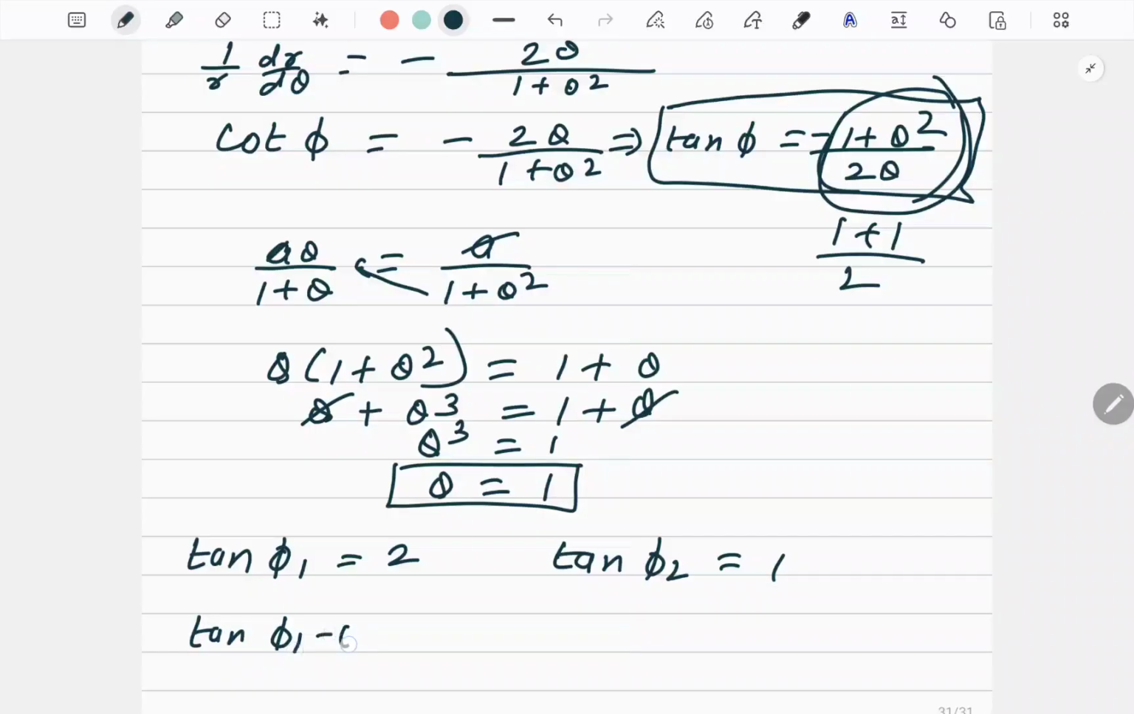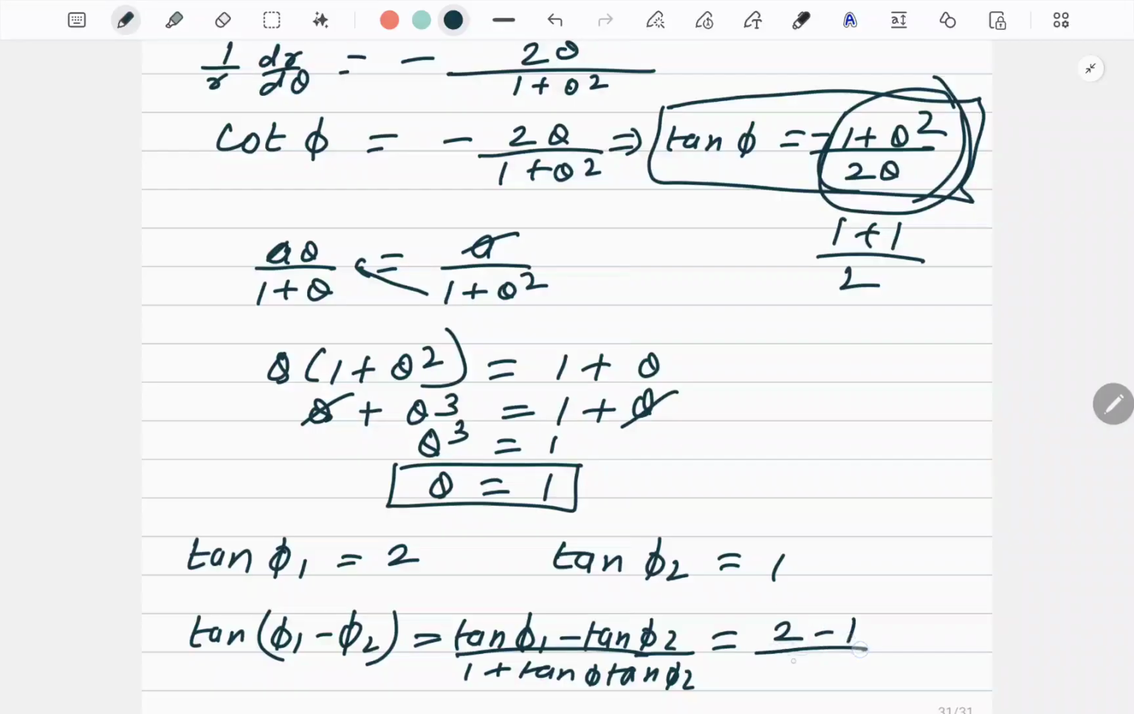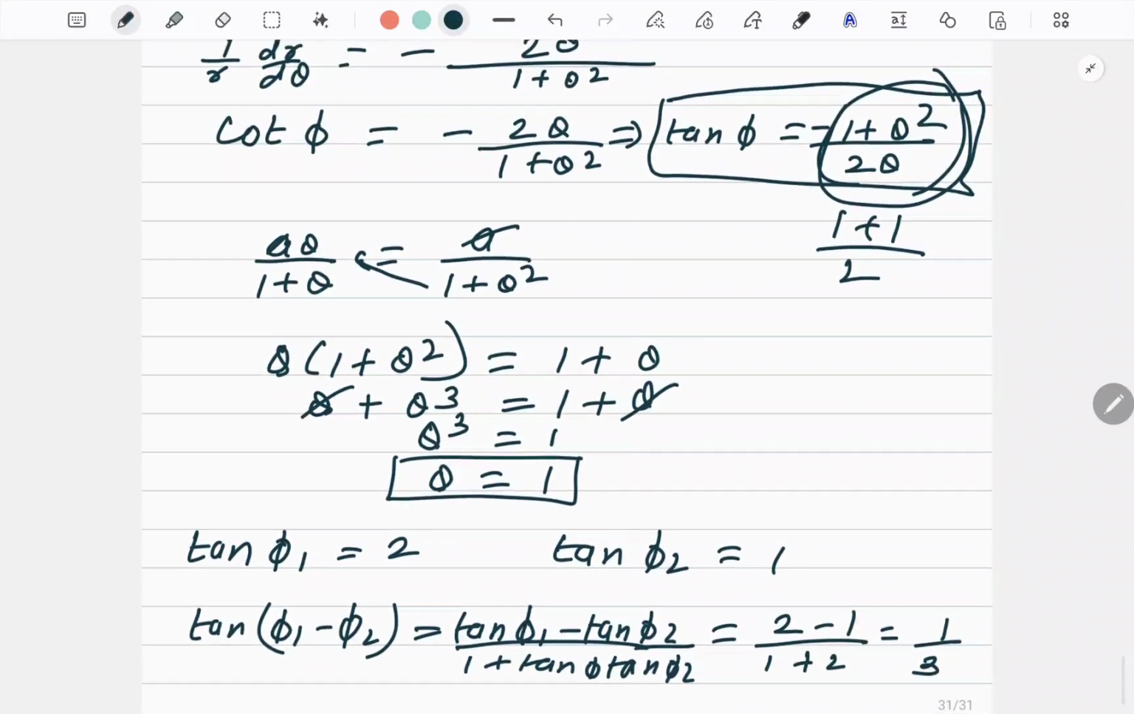Tan of phi 1 minus phi 2 is equal to tan phi 1 minus tan phi 2 upon 1 plus tan phi 1 tan phi 2. Put the values. So 2 minus 1 upon 1 plus 2 into 1 is 2. So 1 by 3. So what is the answer? The answer is phi 1 minus phi 2 is equal to tan inverse 1 by 3.